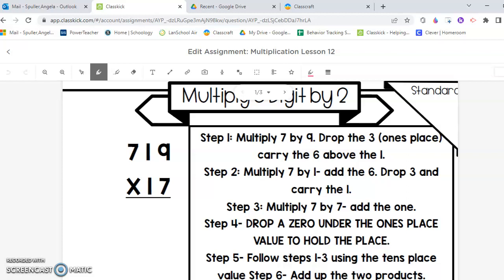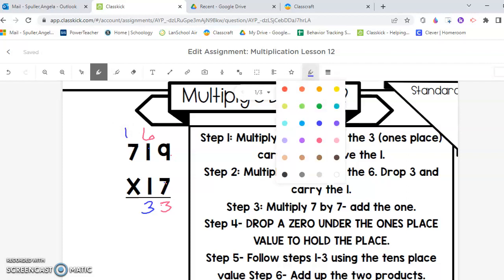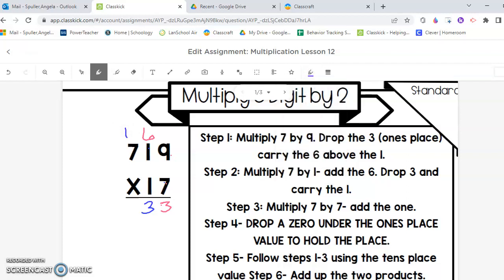All right, so let's first start off. We're going to take the 7 times the 9 and get 63. Okay, I'm going to get my blue. 7 times 1 is 7 plus 6 is 13. Carry the 1. And I'm going to introduce purple on this one since we have a third number. So 7 times 7 is 49 plus 1 is 50. Okay, now we're done with these. And we're about to move into the tens. So don't forget to put that placeholder, that 0.